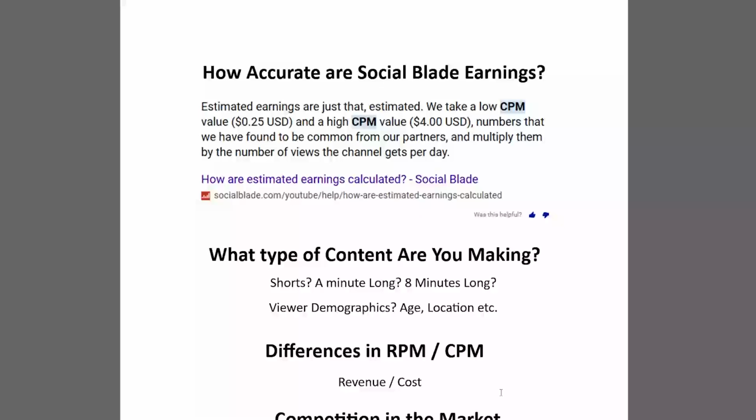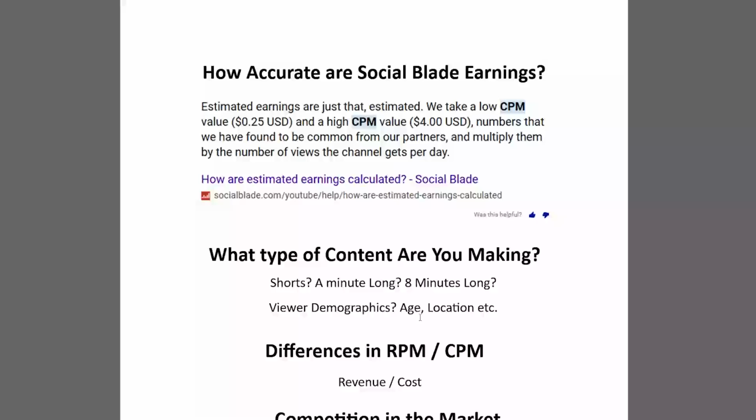So it depends on what kind of content they're making. Are you checking out a competitor's YouTube channel, or are you trying to estimate for your own? It depends. Are you making shorts? Are you making videos that are a minute long? Are you making videos that are 8 minutes long? What are the viewer demographics? Are most of the viewers from India?